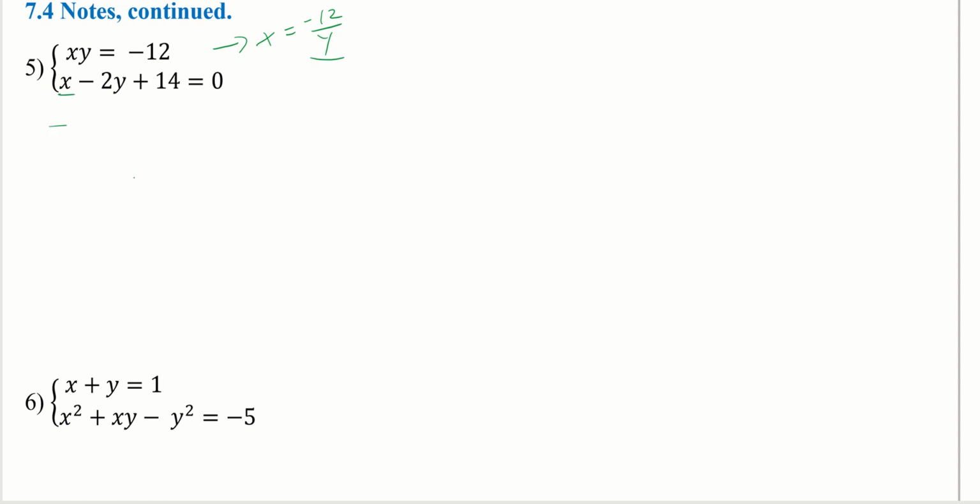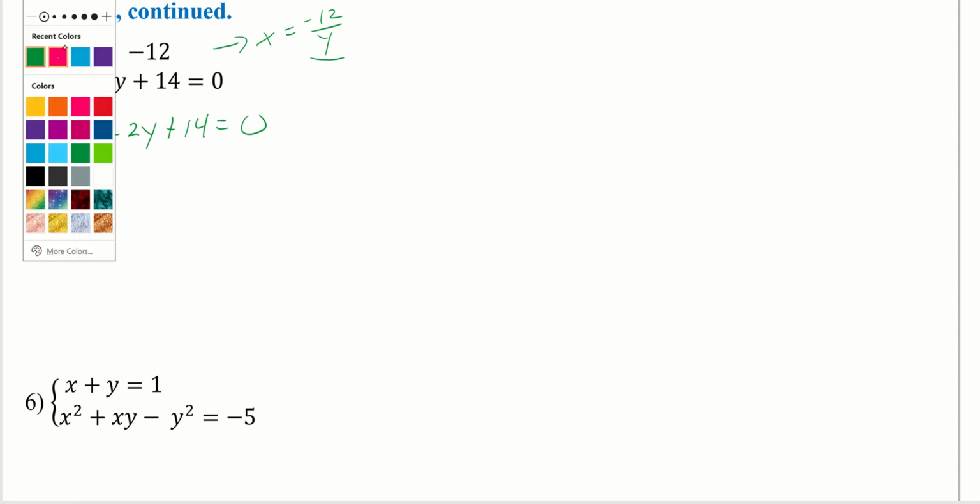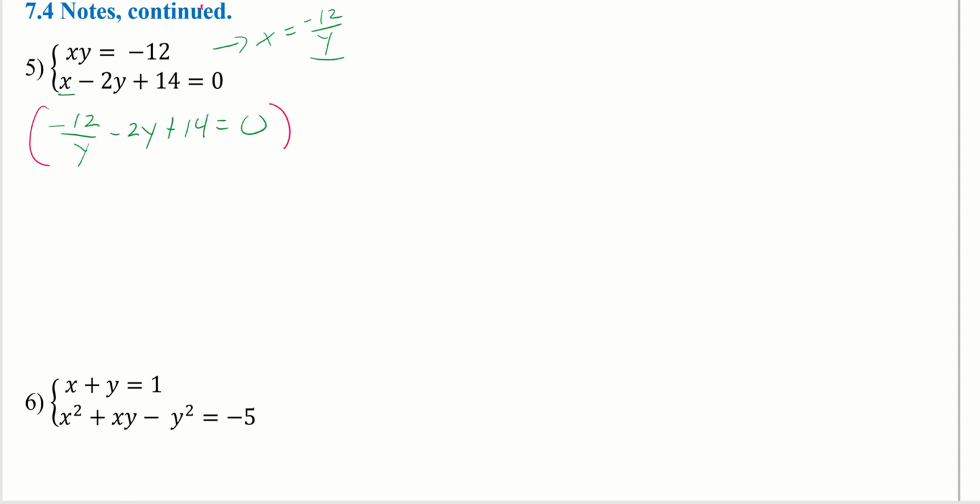So plug that into here. So negative 12 over y minus 2y plus 14. Now the trick here is, in order to get rid of that fraction, I want to multiply by its denominator. All right, so what I'm going to do is go through and multiply everybody by y. So if I do y times this first fraction, I'm just left with negative 12. y times the second, negative 2y, so negative 2y squared. And then y times 14 is 14y, and then 0 times y is still 0. Cool. Now once I've done that, that's kind of the only trick about this problem.